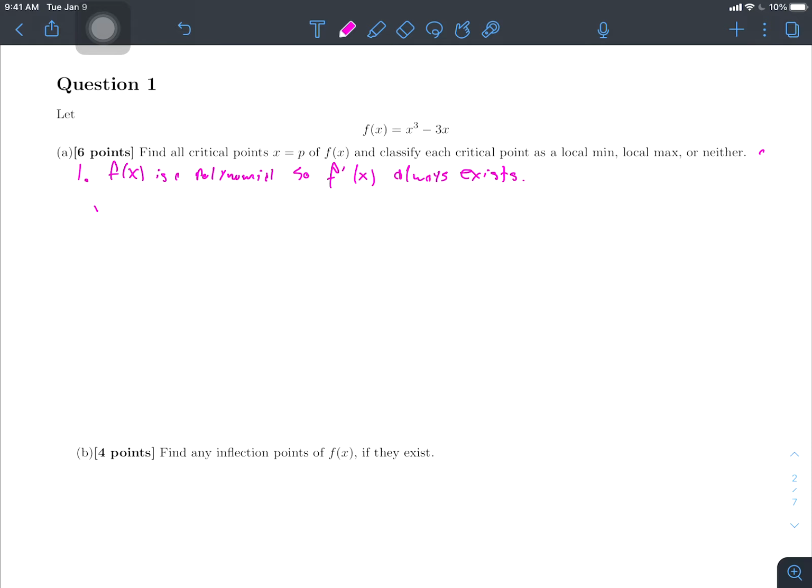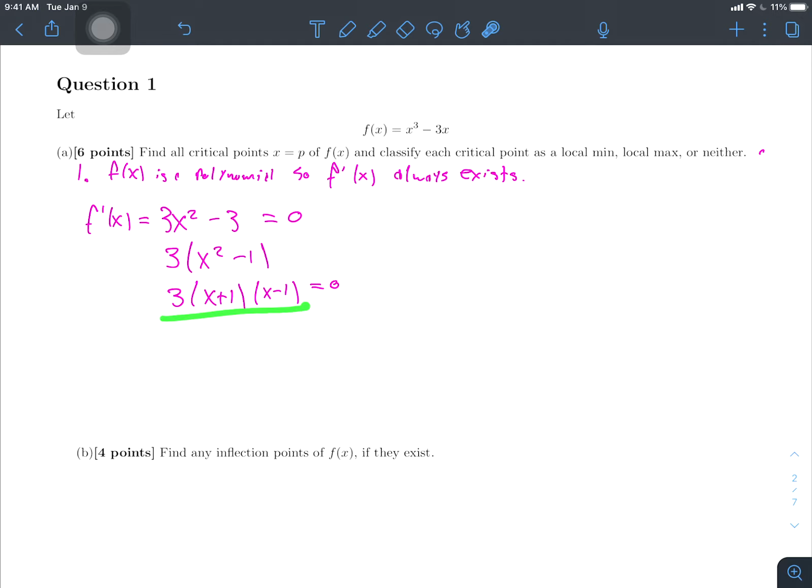So I'm going to find the derivative. f prime of x, I'm just going to do the power rule. So x cubed becomes 3x squared, and minus 3x becomes just minus 3. Now what I want to do is set this equal to 0. I can factor this. I can take a 3 out, sorry, and I'm left with x squared minus 1, and that's a difference of squares. So I get 3 times x plus 1 times x minus 1 is equal to 0.